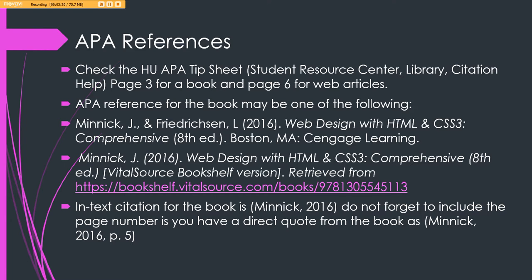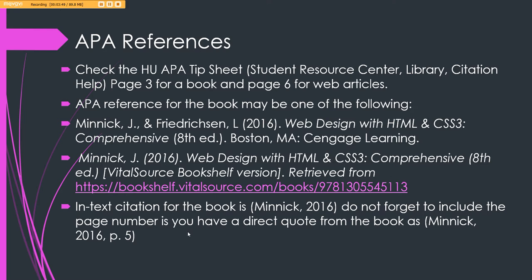Check the HU APA tip sheet, which is found in Student Resource Center Library Citation Help. Page 3 is for a book, and page 6 is for web articles. This is what I use to grade references, so it's a good idea to get used to that. Here are 2 examples of APA references for the book. The first one is the print book. The second one is the e-book.